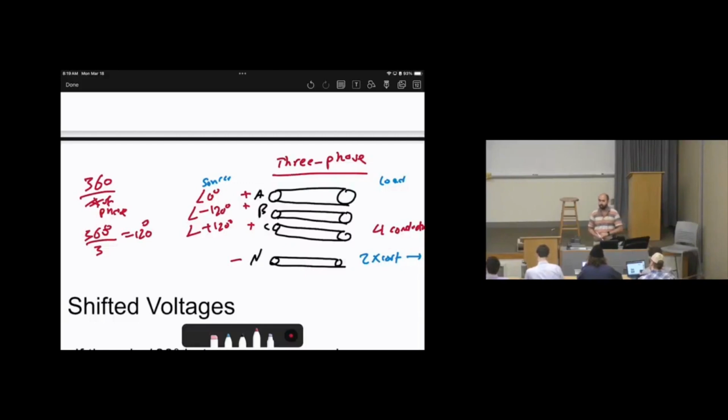The magnitude of the voltage will be the same for all of these phases, but the phase shifts are 0, 120, and negative 120.